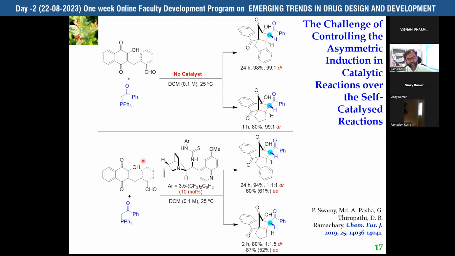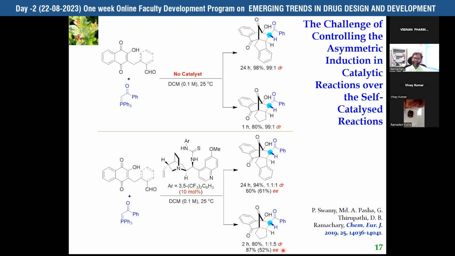Now, you want to add the catalyst, 10 mole % of catalyst. You see that in 2 hours, 80% yield, 1:1.5 DR is formed, and 87% EE is obtained. I hope you teachers are following this reaction. Between A plus B, without catalyst, within 1 hour, the product is formed. The blank reaction is going on. If you add the catalyst, the reaction took 2 hours, same 80% yield. Instead of a single DR, it becomes 1:1.5 DR, and the major got 87% EE, the minor got 52% EE.